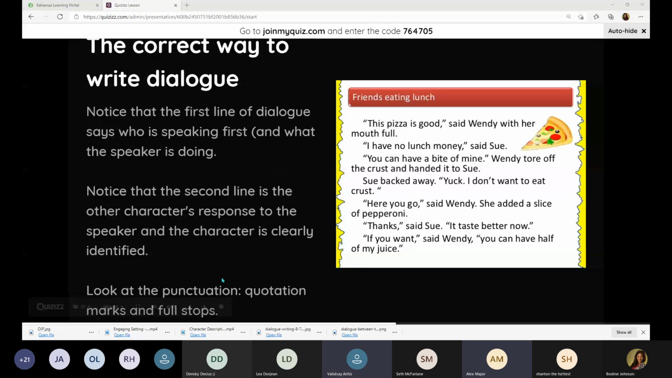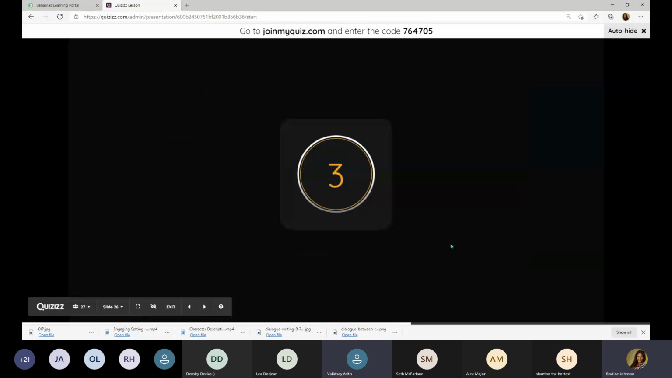Yes, Mom. Okay, so make sure that you pay attention to the way that you see it on the screen, because that's how you should model it. Let's go on, guys. Let's see who's paying attention.